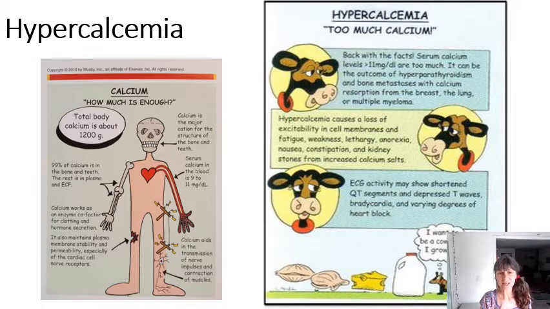So again, if it's too much or too little, it's a bad thing. That's why homeostasis allows our bodies, when they're functioning normally, to maintain levels of calcium in our bloodstream at a very specific range so that things don't go bonkers.